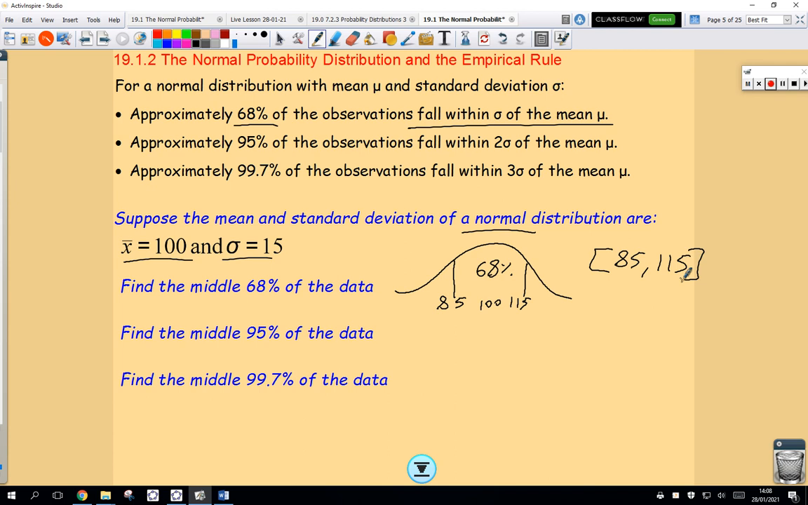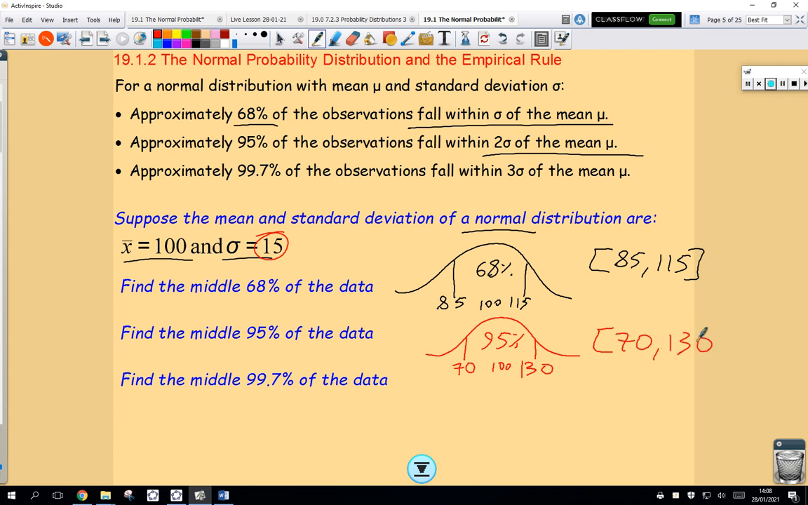The middle 95%, well, 95% of data falls within two standard deviations of the mean. I'm going to draw a rough sketch. Two standard deviations from the mean. Well, there's the mean of 100. Two standard deviations would be 2 15s, which is 30. Two standard deviations to the left of 100 would be 70, two to the right would be 130. So 95% of data is in there. The middle 95% of the data fall between 70 and 130.